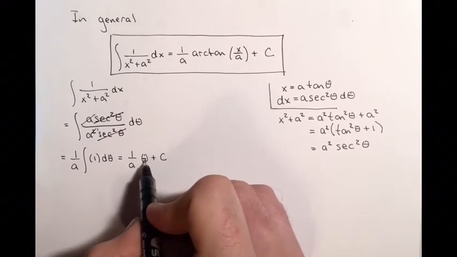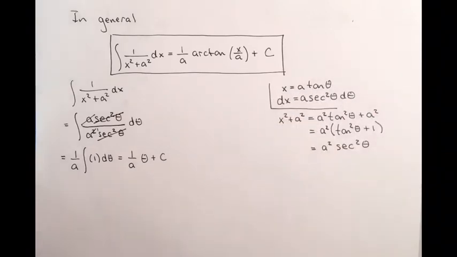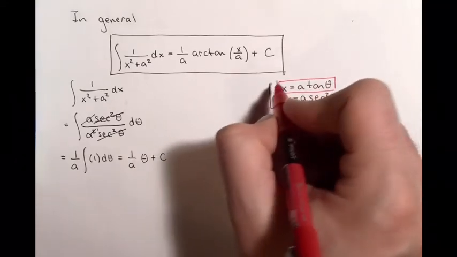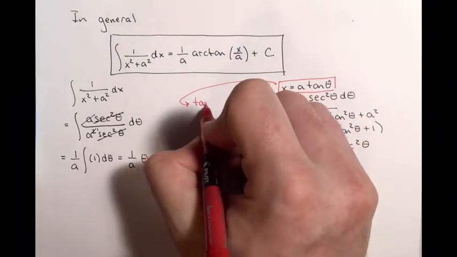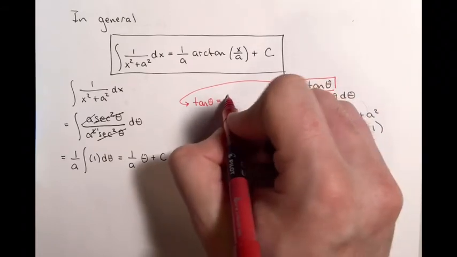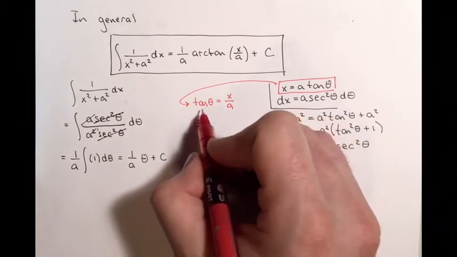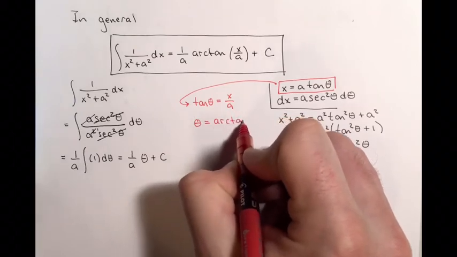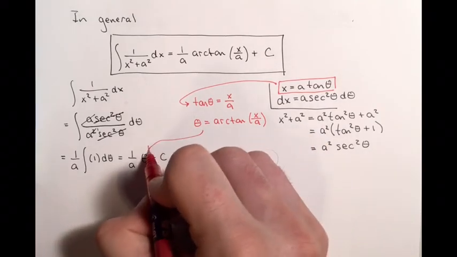And then the last thing to do is always going to be to just go back from theta to x. So what is theta equal to in terms of x? Well, we go back to our original trig sub for that. If x is equal to a tan theta, that means that tan theta is equal to x divided by a. So what is theta equal to? Well, here we know that arctan is going to be the inverse of tan, so theta will be equal to arctan of x over a. And that's what we're going to sub in right here.